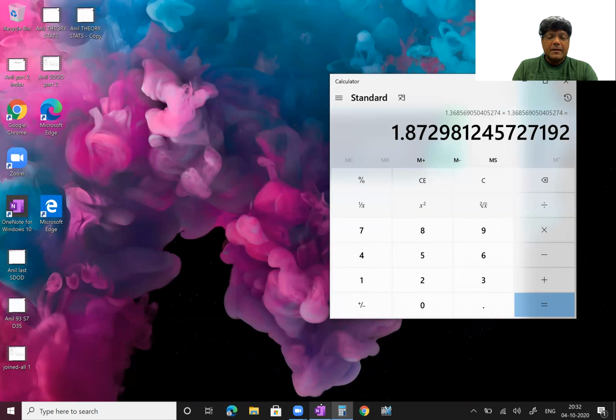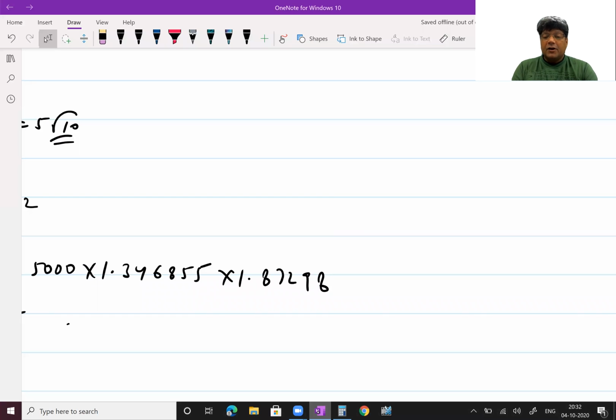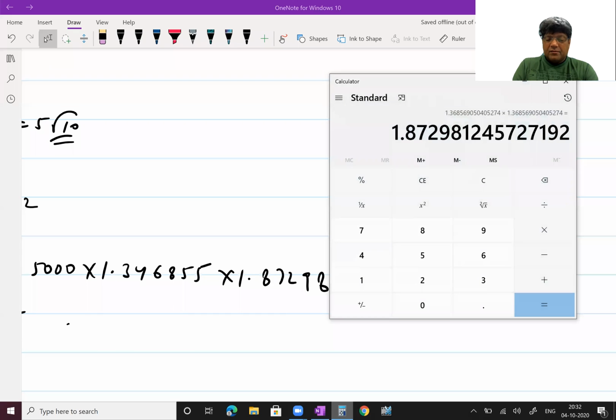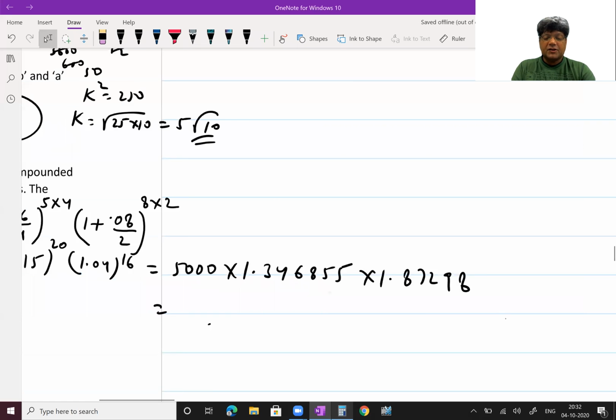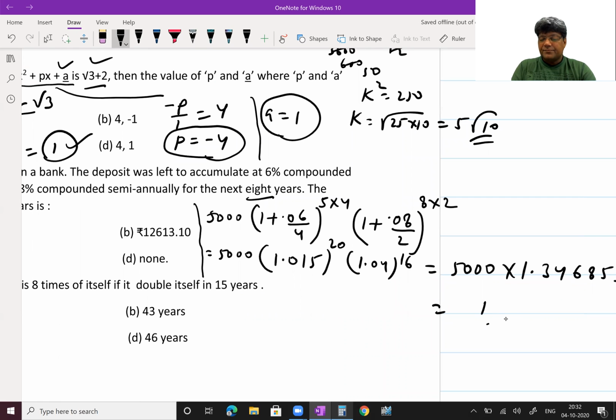Oh my god, what happened? Okay, yeah. So 1.87298 into 1.346855 into 5000, is equal to 12,613. 12,613 point, how much was it coming? 16 paise. Guys, this is our answer.